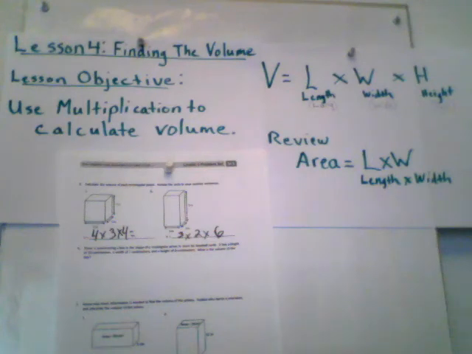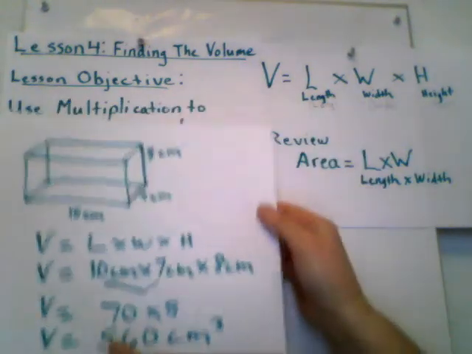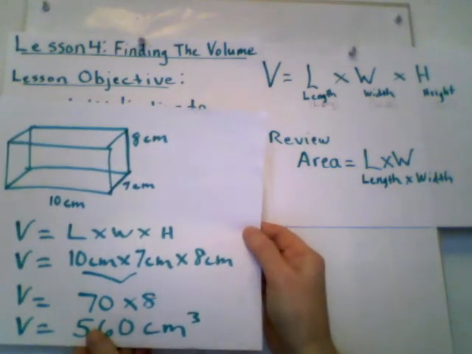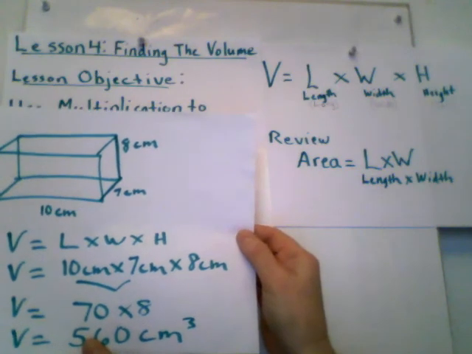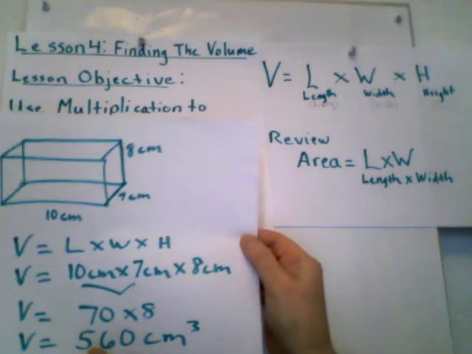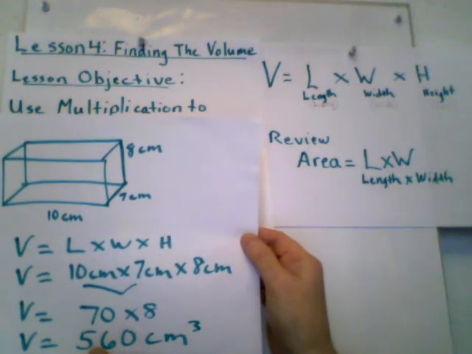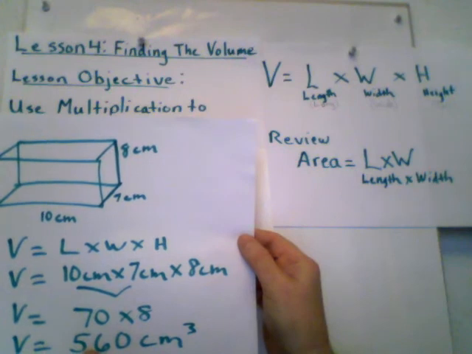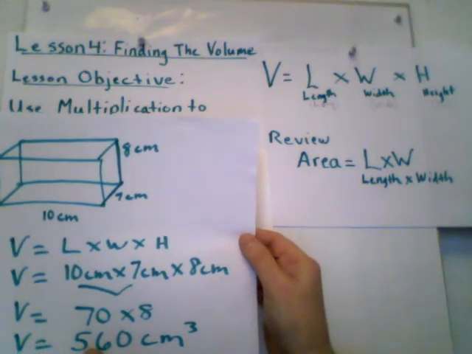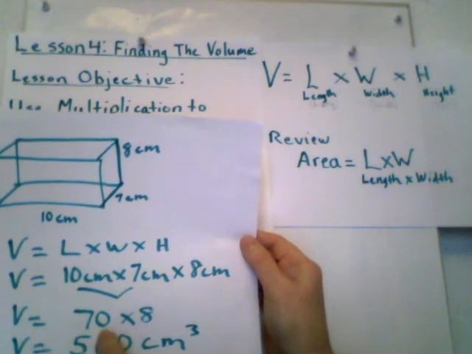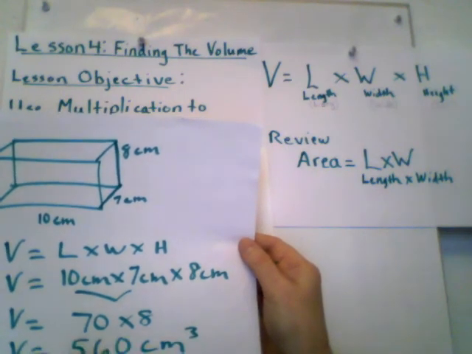So I like to draw a picture and write down what the word problem said. I have a length of 10, I have a width of 7, and I have a height of 8. I plug those numbers into my formula. I have 10 centimeters times 7 centimeters times 8 centimeters. I decided to do the 10 times the 7 first, which gives me 70. And then I multiply the 70 times the 8.